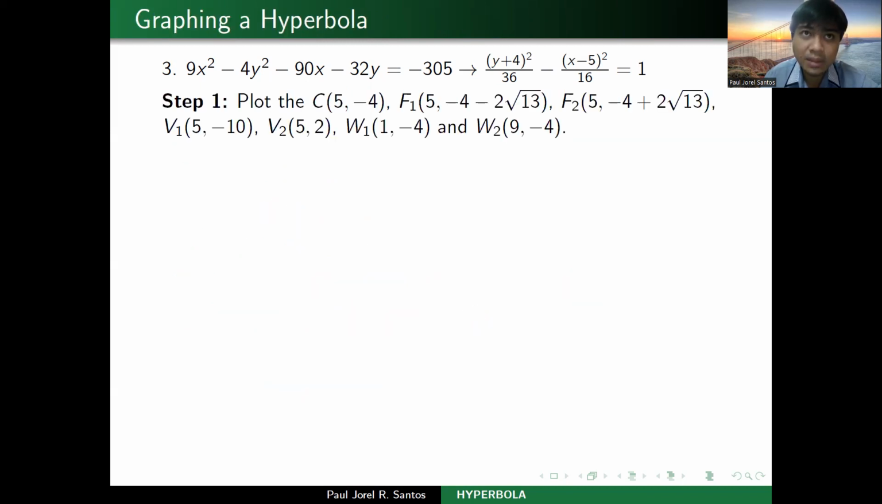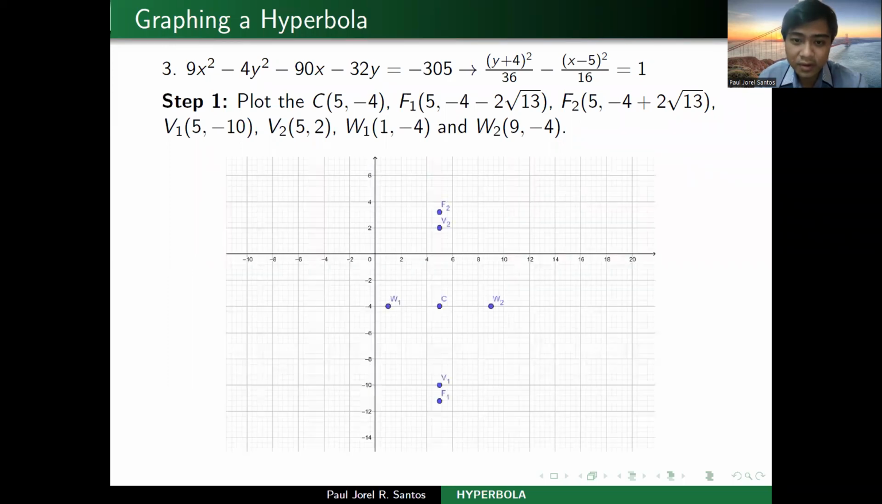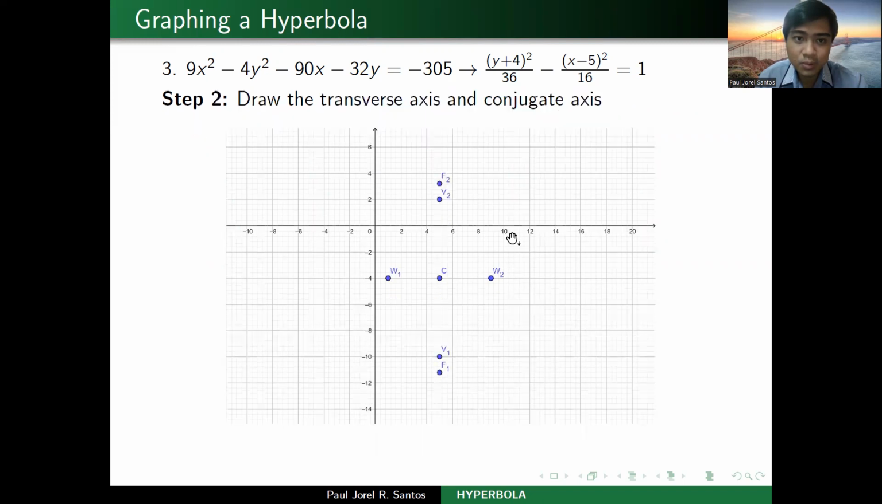Okay, plotting the points we have here. We are going to plot the center, foci, vertices, and endpoints of the conjugate axis in this case. So we have here these points. For our step 2, the transverse axis and conjugate axis. The transverse axis is here, and the conjugate axis is this one.